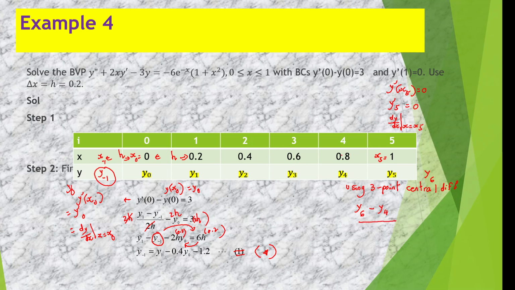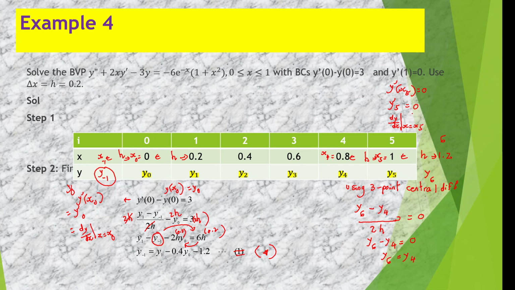Okay, from x4 equal to 0.8 to 1 here, that is h, which is h equal to 0.2. And then if you add in another point number 6, this should be 1.2. So that is also h. From 0.8 to 1.2 you get 0.4, which is actually 2h. And then given y prime 1 equal to 0, that's why you equate it to 0. So you have y6 minus y4, because 2h times 0 gives 0. That's why y6 equal to y4.